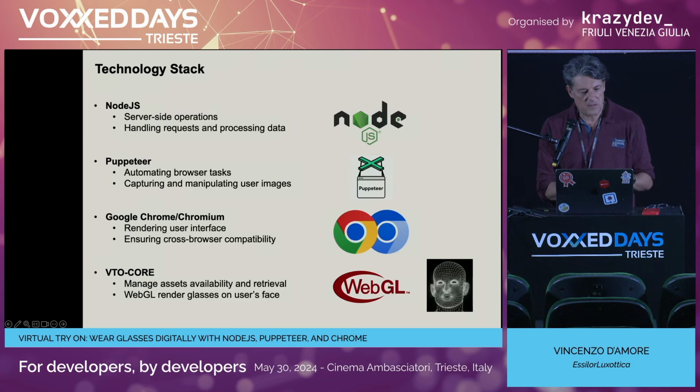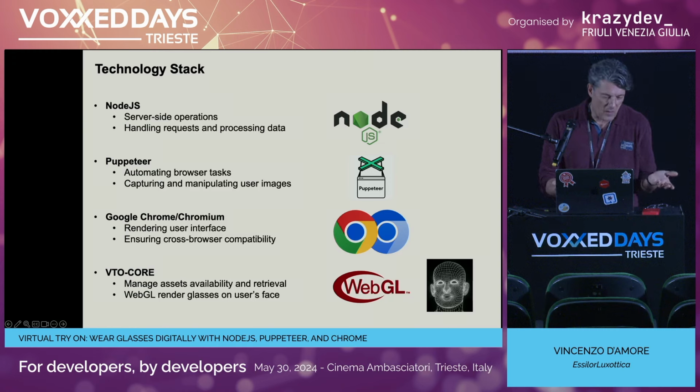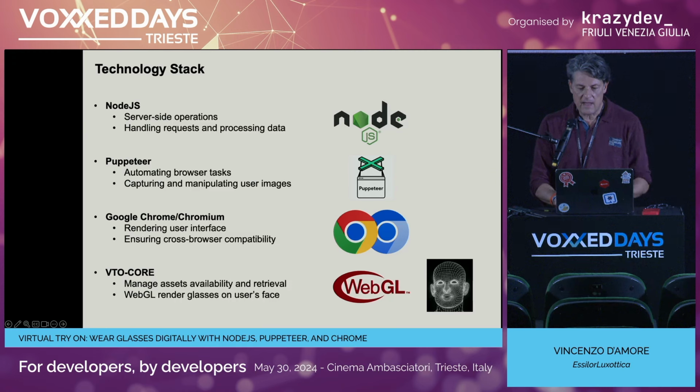Node.js is cross-platform; most of you know what it is. Puppeteer is the library that we use internally. Puppeteer is a Node.js library which provides a high-level API to control Chromium. Google Chrome, well, you know what it is. Okay, I haven't said anything. And the VTO core is our JavaScript library. It's the library that does the magic using WebGL and our machine learning models in order to understand where the 3D mesh is.